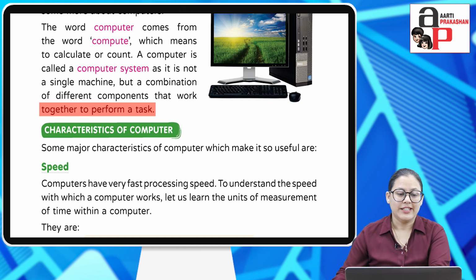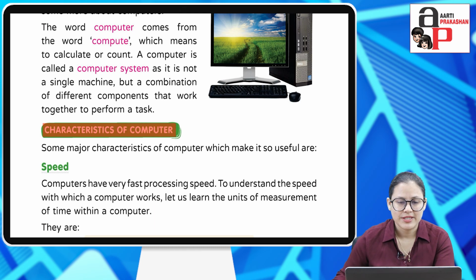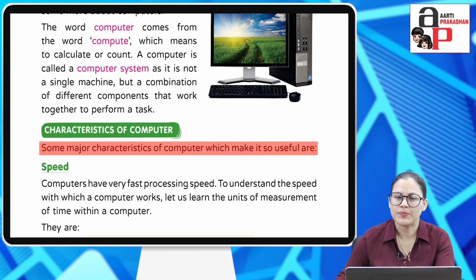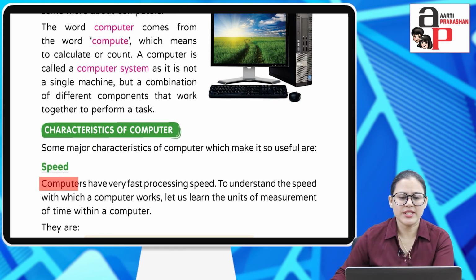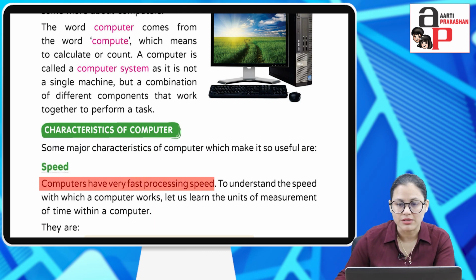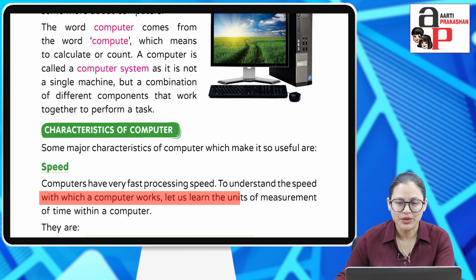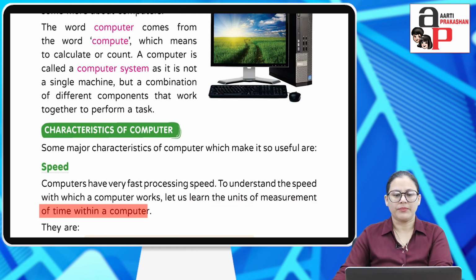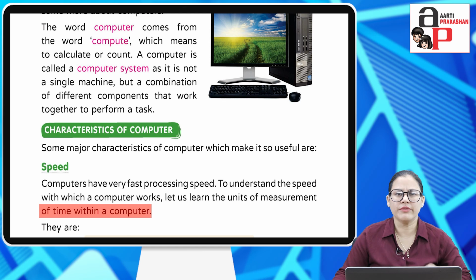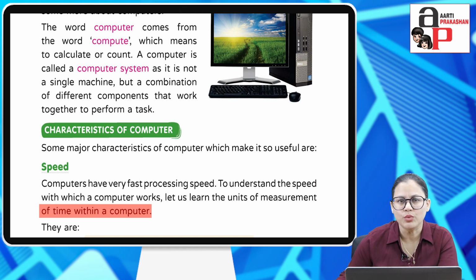Now, characteristics of computer. Some major characteristics of computer which make it so useful are: number 1, speed. Computers have very fast processing speed. To understand the speed with which a computer works, let us learn the units of measurement of time within a computer. See, everybody knows that. We all know very well that computer works very fast. So let's learn about the units of measurement.